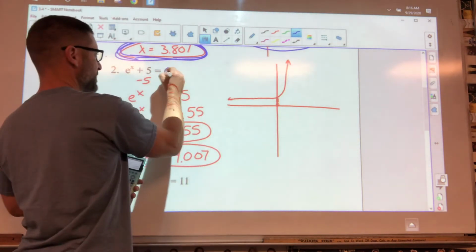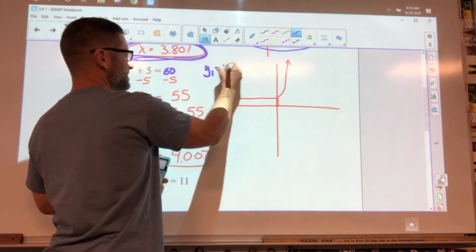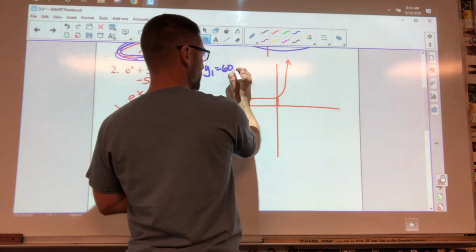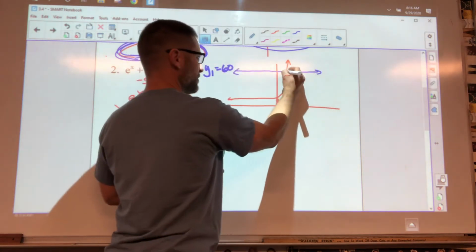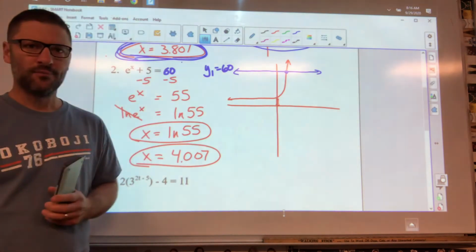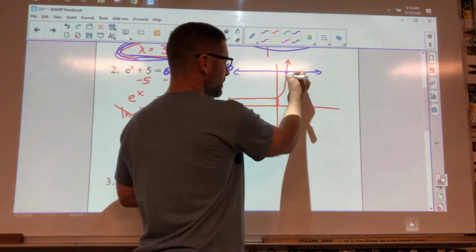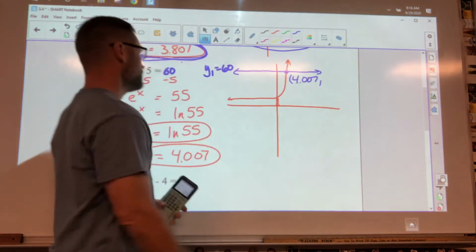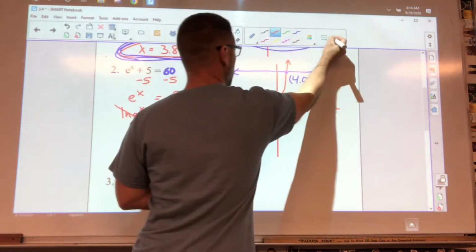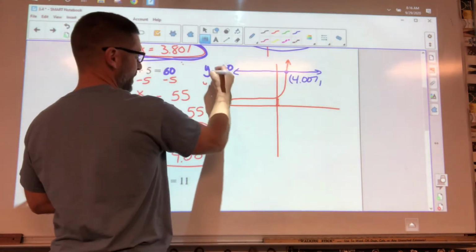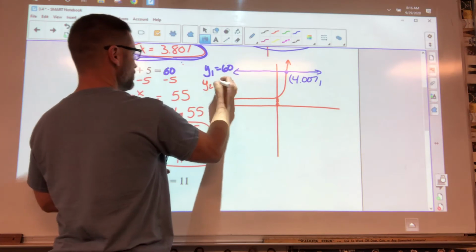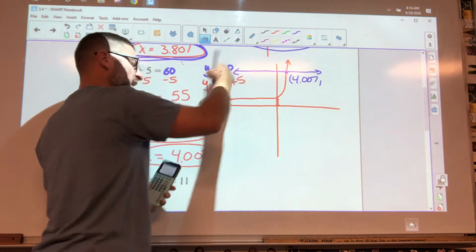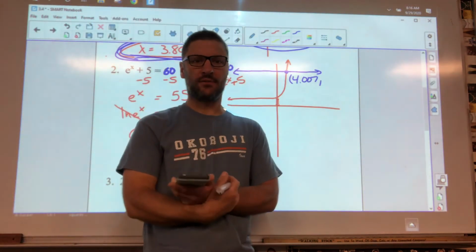So here I'm going to graph the 60 part. I'm going to put y1 is 60. Well, I know what that looks like, so there's 5, 10. I would have to go way up here, and chug that graph across, and there's this little point that they hit. Well, the x value of that point right here should be 4.007. So in y1, I've already put 60. In y2, I'll tack in e to the x plus 5. I'll put that in my graphing calculator, and I'm gonna go find that point where they hit.